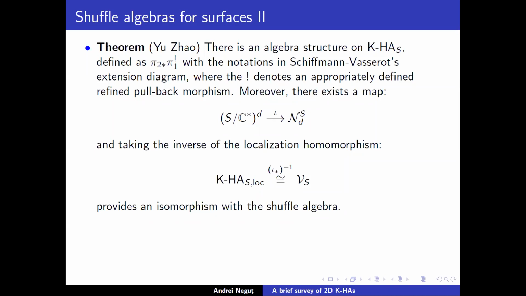And moreover, and this is actually a connection with the shuffle algebra I defined on the previous slide, there is a map which is pretty much like the embedding of a fixed point set, but not quite. There is a map from the d-th power of S mod C star to the stack of length d sheaves on S. And Yu Zhao observed that the inverse of the localization isomorphism, which a priori is just an isomorphism of Q vector spaces between K-ha localized and VS, is also an isomorphism of algebras. So he observed that the K-theoretic product, which he rigorously defined based on the pre-existing philosophy, is isomorphic with the shuffle algebra product, which I defined on the previous slide.